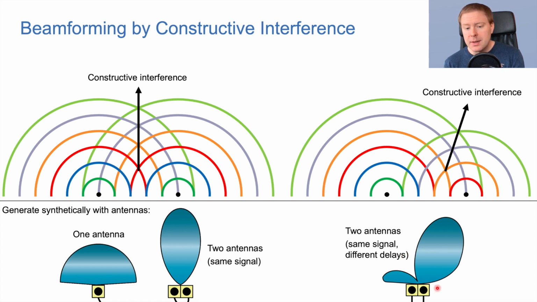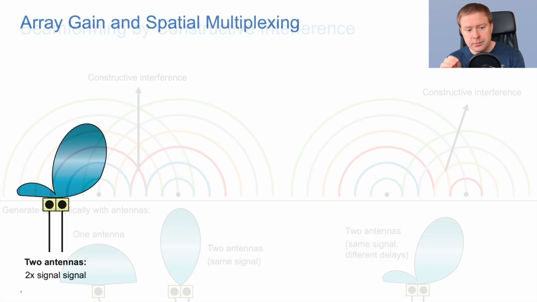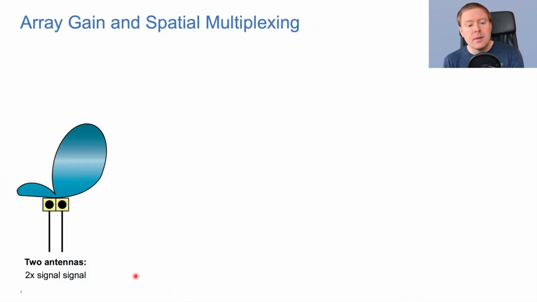So this is how beamforming is done. If you would like to direct signals from a base station in a particular direction, you have a multitude of antenna elements that radiate the same signal but with different delays. And by having this kind of directive transmission, we are getting what is called an array gain.